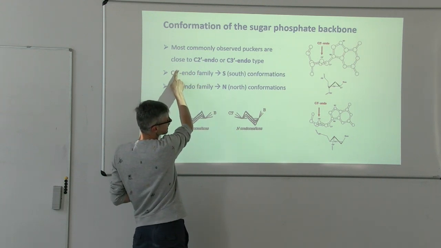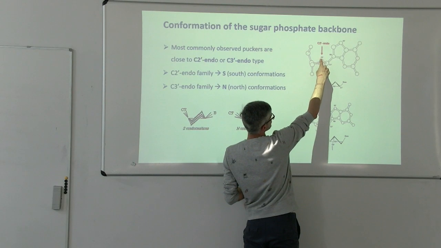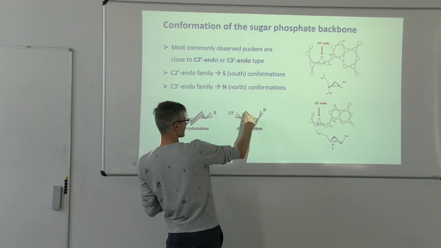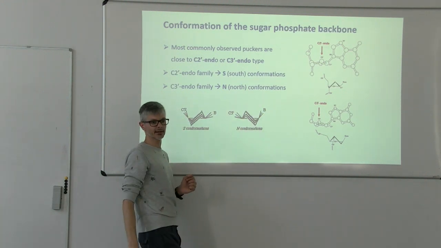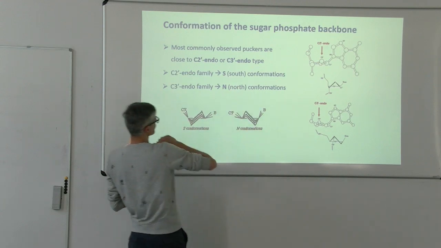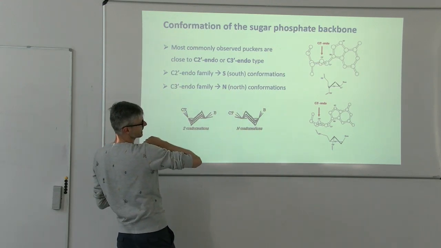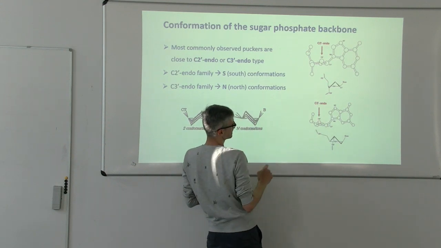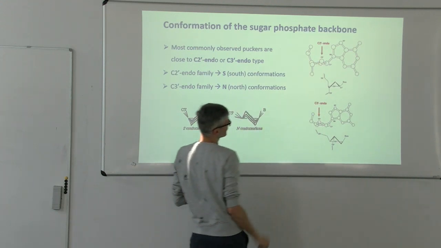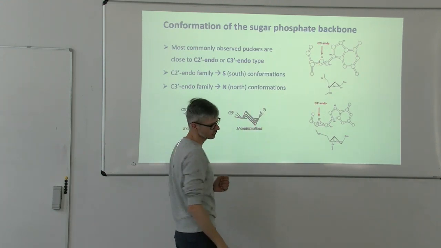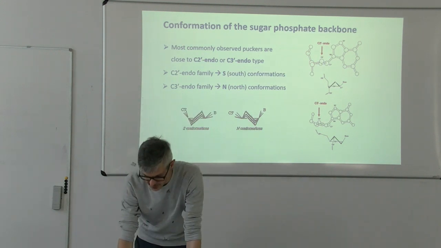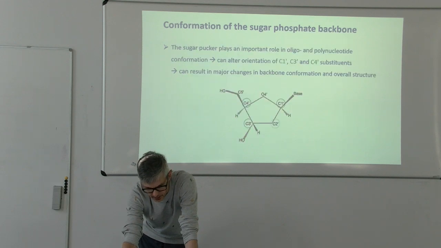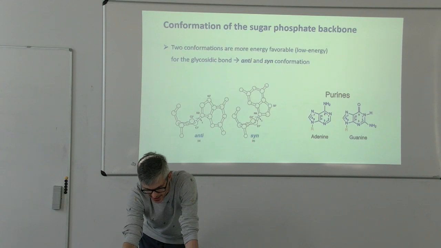Why C2'? Because here you have the largest deviation on the C2' position of your sugar. The N conformation looks like this. This looks like the N letter, right? The N or the north conformation is the C3' endo family. You have the largest deviation on your C3' position here. So these are these two, N and S conformation. So C2' endo and C3' endo. So these are some of the possible conformations you can actually have.